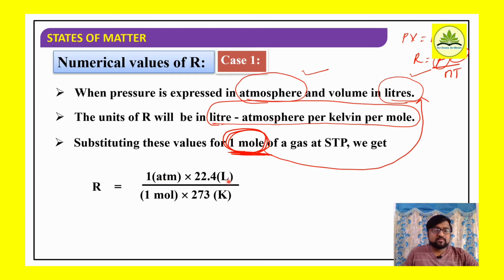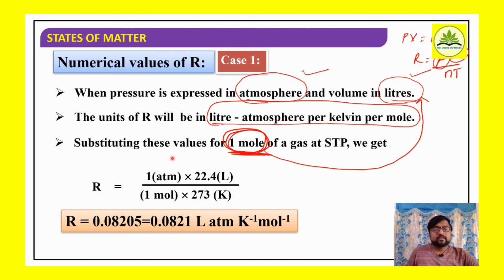Atmosphere, liter, mole, Kelvin, the respective units. Now if you simplify it, the value of R will be 0.08205 or simply 0.0821 liter atmosphere per Kelvin per mole. I repeat, substituting the values for 1 mole of a gas at STP, at STP condition, the R value will be 0.0821 liter atmosphere per Kelvin per mole.